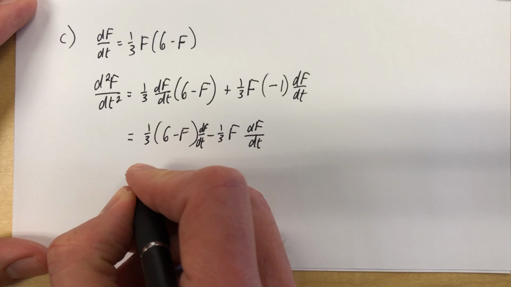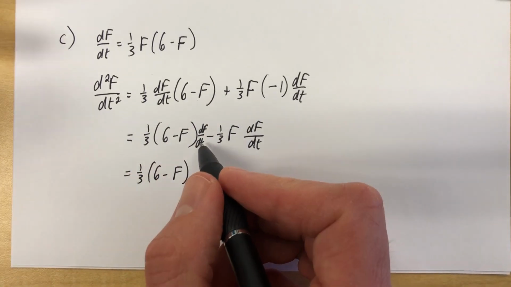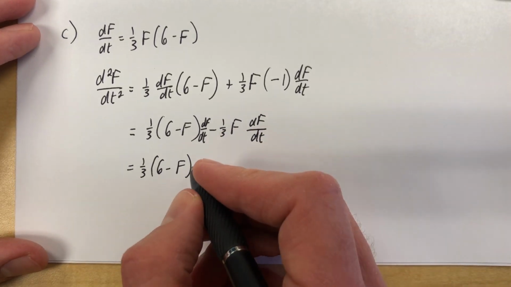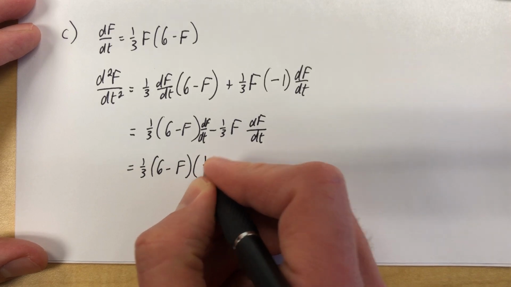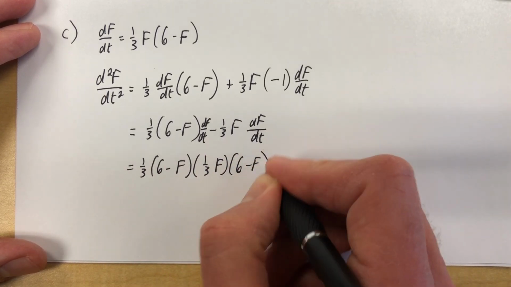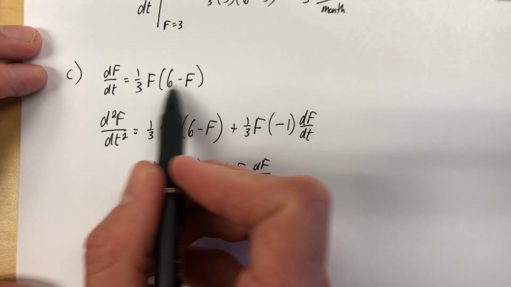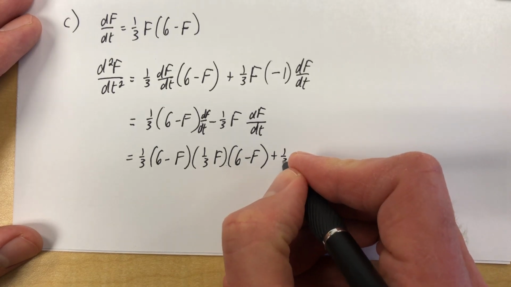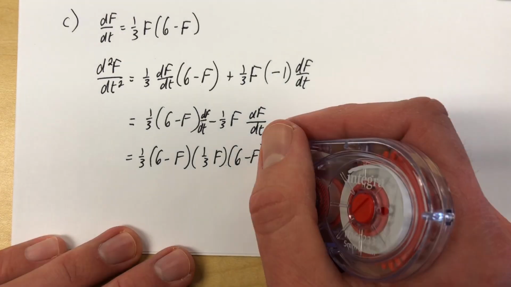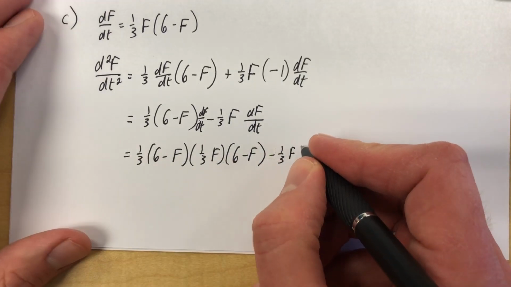So 1/3 times 6 minus F, and then dF/dt. Well, what's that? Oh, it's this right here. It's 1/3 F times 6 minus F. That right there is our original derivative. See? There it is. Minus 1/3 F, and then dF/dt.